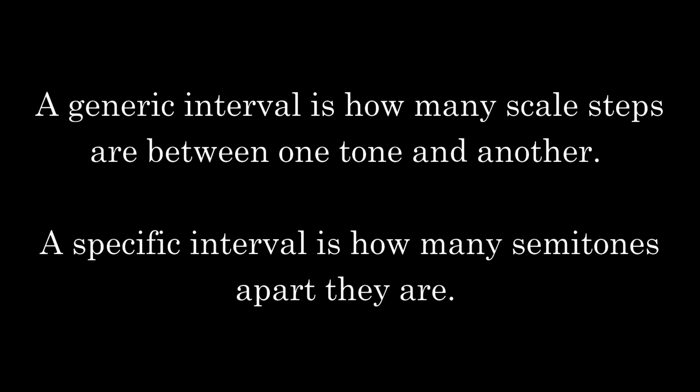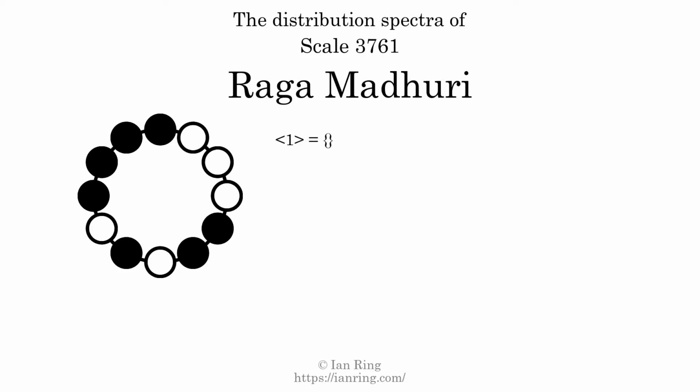A specific interval is how many semitones apart they are. The generic interval of one scale step comes in three different specific interval sizes: 1 semitone, 2 semitones, and 4 semitones. The spectrum width of this generic interval is the highest, 4, minus the lowest, 1, which equals 3.